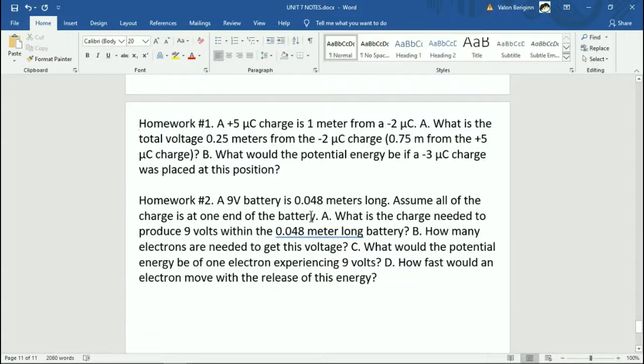But these are your two homework questions. They're in the form. And there you go. That's what we got for now.